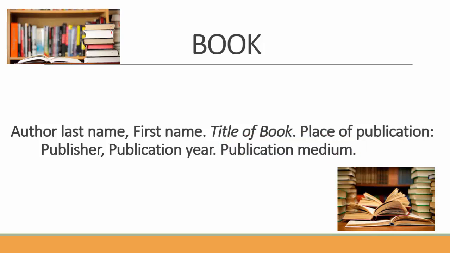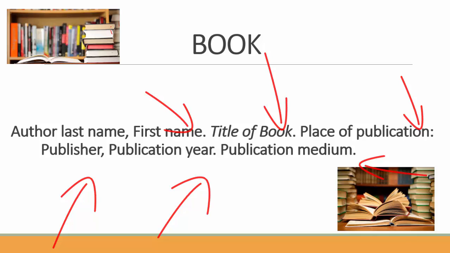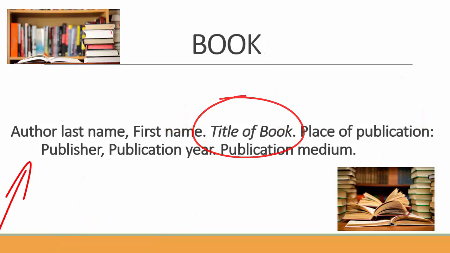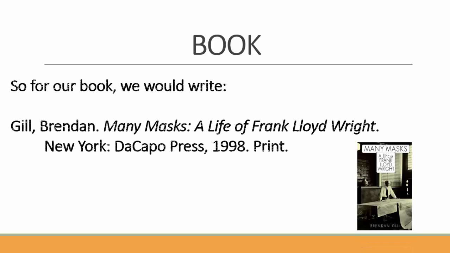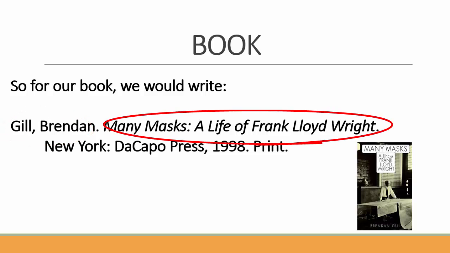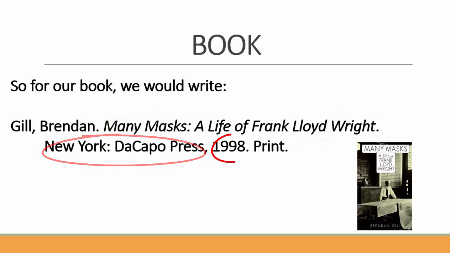Note carefully a few things. The citation is organized by info about the author, the work, the publishing, and access. Pay attention to the punctuation used between each piece of information. Also note the title of the book is in italics and the second line is indented. So for our book, we would cite: Gill, Brendan. Many Masks: A Life of Frank Lloyd Wright. New York: DeCapo Press, 1998. Print. Notice that we list the author, the work, information about publishing, and information about access.